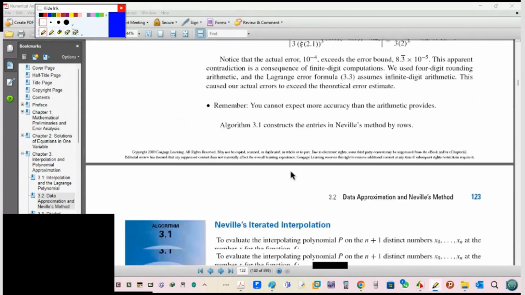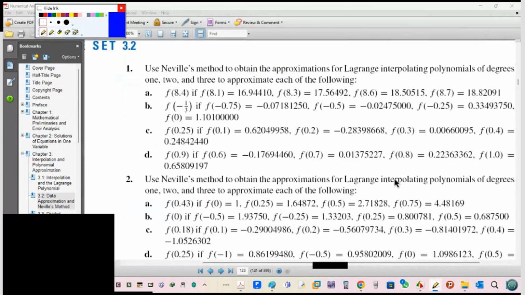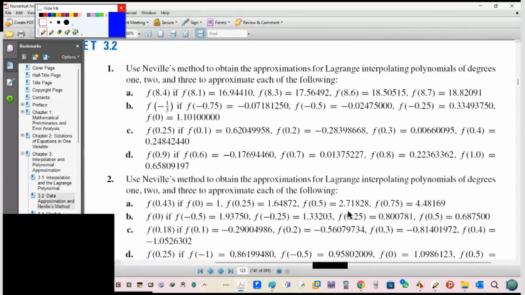And let's go to the example here in your book. Use Neville's method to obtain approximation for the Lagrange interpolating polynomial of degree 1, 2, 3. So as I told you before, here we have degree number 1, degree number 2, degree number 3. So you have to make a table and you can find degree number 1, 2, 3, 4. And where is x? This x, 8.4. You have to fill the table and find the value.